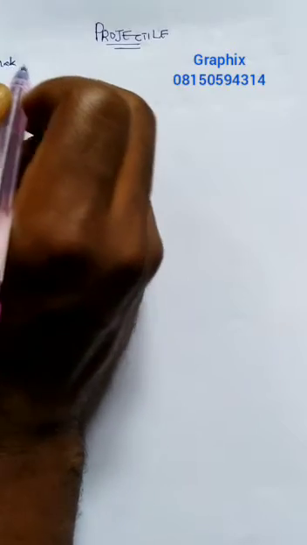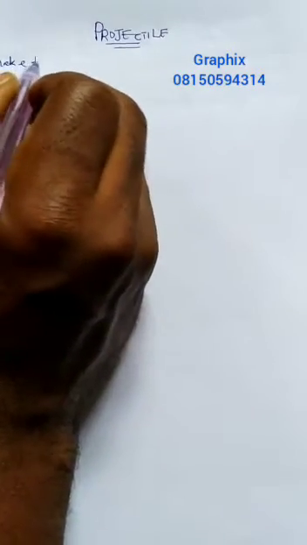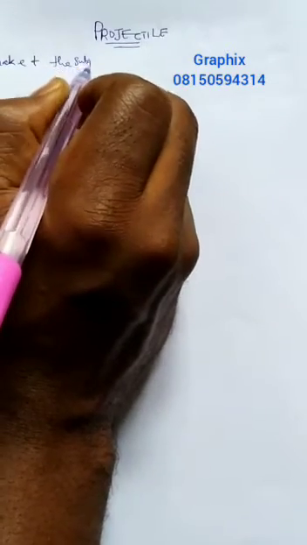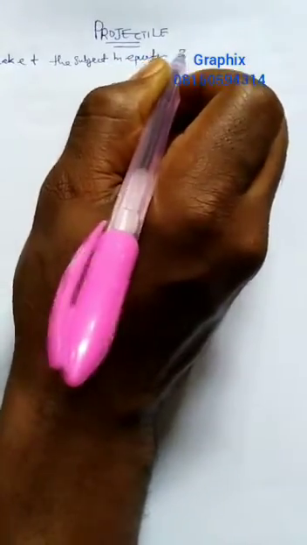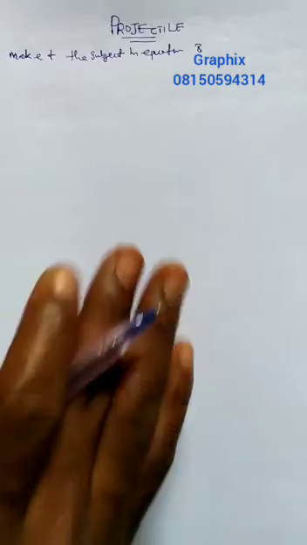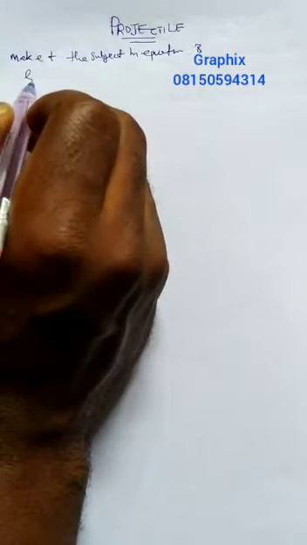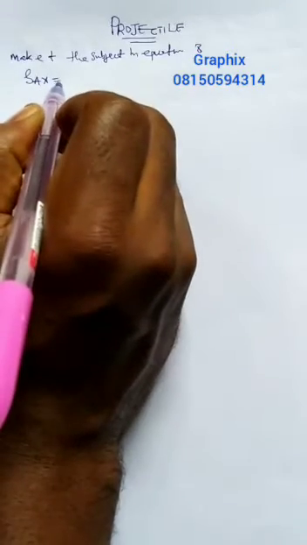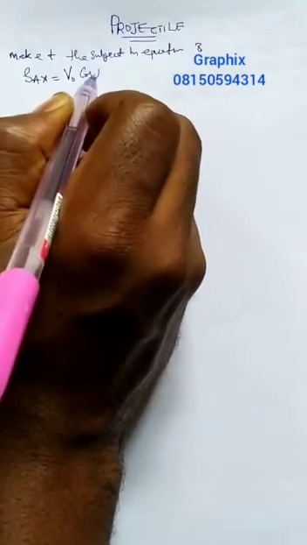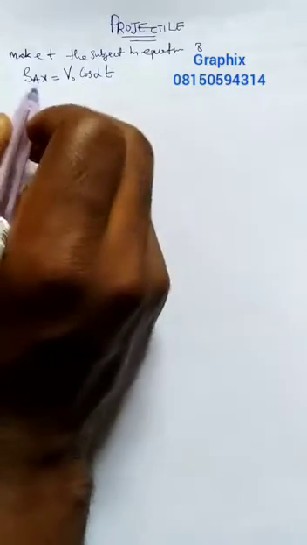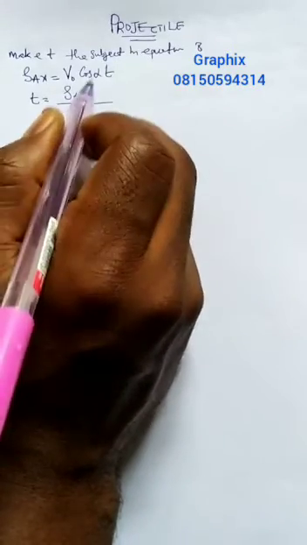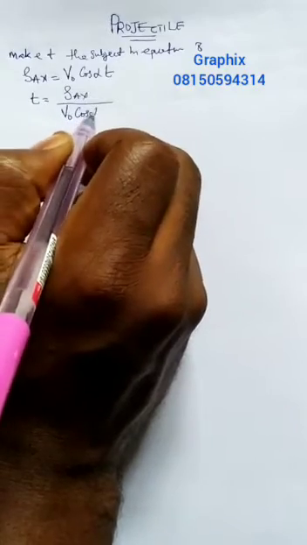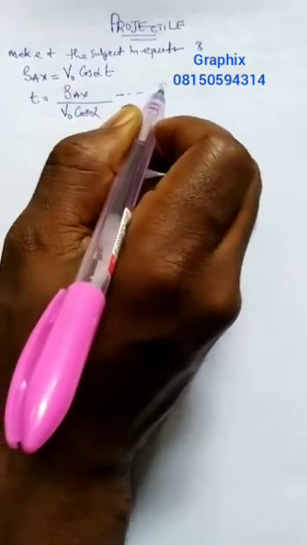So you saw the formula. Make t the subject in equation 8, right? My equation 8 is SAX equals V naught cos alpha t. So if I make t the subject, my t will give me SAX all over V naught cos alpha. I'll call that equation 9.